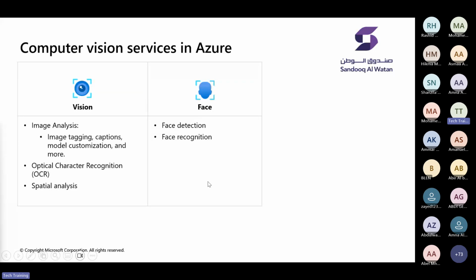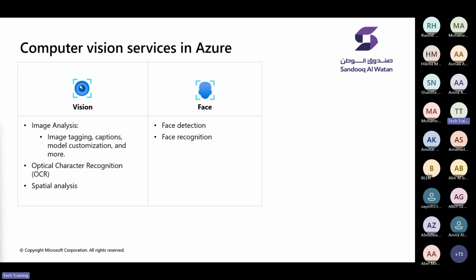Now when we talk about computer vision in Azure, we have the computer vision service that can do image analysis, image tagging, image captions, model customization, and more. It can also do optical character recognition, and spatial analysis. Regarding the facial, as I told you, we have face detection and face recognition. Face detection is allowed for everyone. So when I analyze a picture with face detection technology, it can detect the faces. But face recognition, as I told you at the beginning, is not allowed for everyone to access, the information about recognizing people in an image or a video.